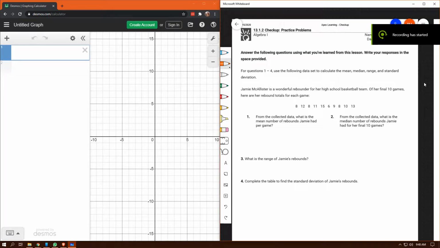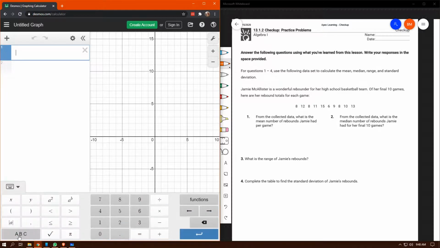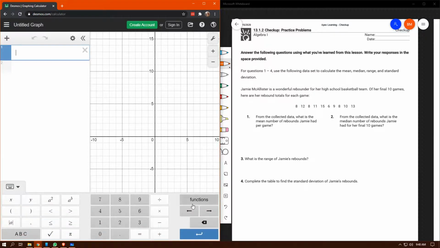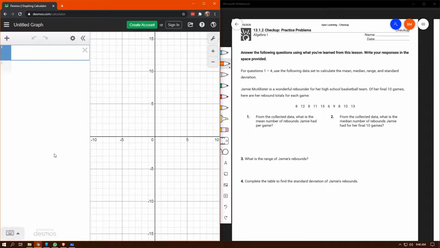Alright everybody, we're going to do 13.1.3 measures of center and spread. I'm going to use Desmos a little bit here. What I'm going to do to spend my time is there's a little calculator or keyboard on Desmos, and there's a functions thing. I'll use that almost the entirety of the time. Alright, so let's jump into it.